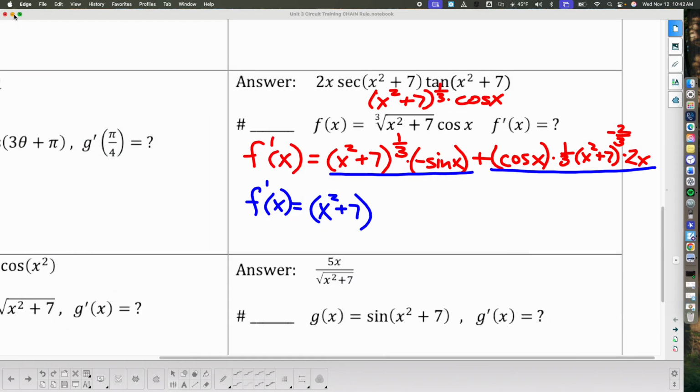Remember what power we factor out? So if I have x squared plus x to the 8th, what power would I factor out of both of these? Okay, now we chose 2 because it was the smaller number. So on this one, I've got x squared plus 7 to the 3rd, x squared plus 7 to the negative 2/3. So what would I factor out for the power?